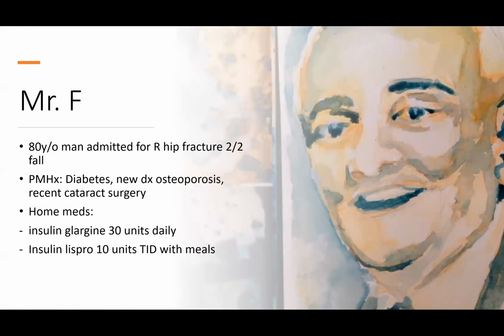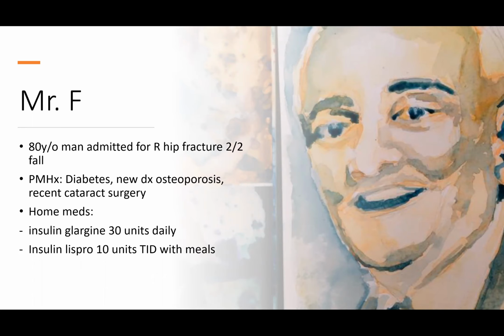And so even though this is not a clinical topic, I still decided to talk about a fictitious patient, Mr. F. The picture is of my grandfather. My brother painted this at some point for a celebration. So Mr. F is an 80-year-old man admitted to the hospital for a right hip fracture because he fell at home. He has diabetes, now known osteoporosis, and he also had a recent cataract surgery a couple of months ago.